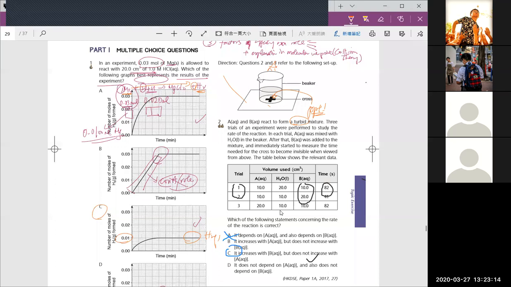So the question comes: we have different trials with different combinations of molarity of A and molarity of B. You may find that A and B change, while the volume of H2O is just a complementary one. You need to add it until the total volumes are the same. So you may find 40, 40, 40 horizontally. So which one is the answer?